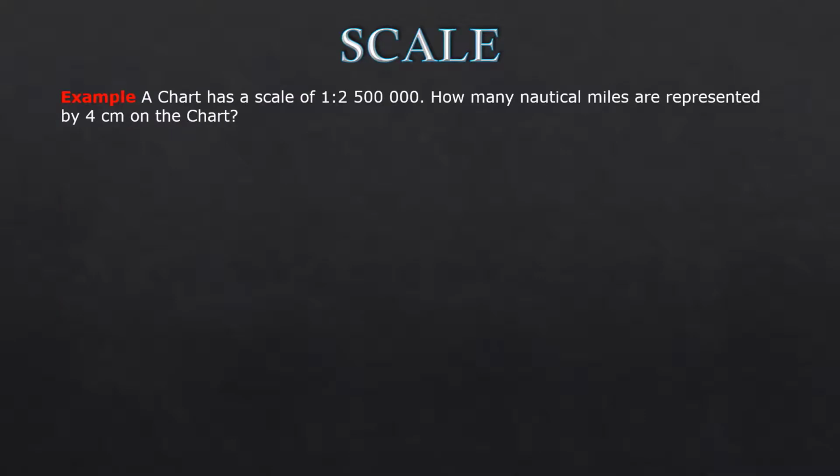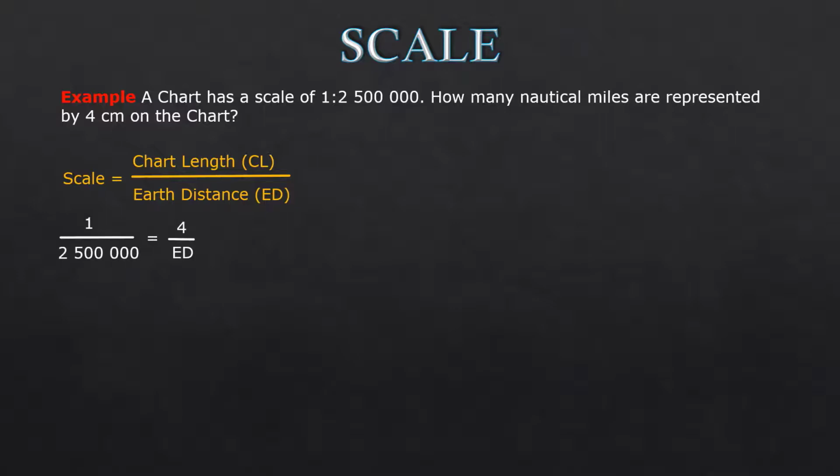Example, a chart has a scale of 1:250,000. How many nautical miles are represented by 4 centimeter on the chart? So, we know that scale equals chart length divided by Earth distance, and the scale is given. The scale is 1:250,000. So we put in the value of the scale, and the chart length is given, that is 4 centimeter. The Earth distance we have to find.